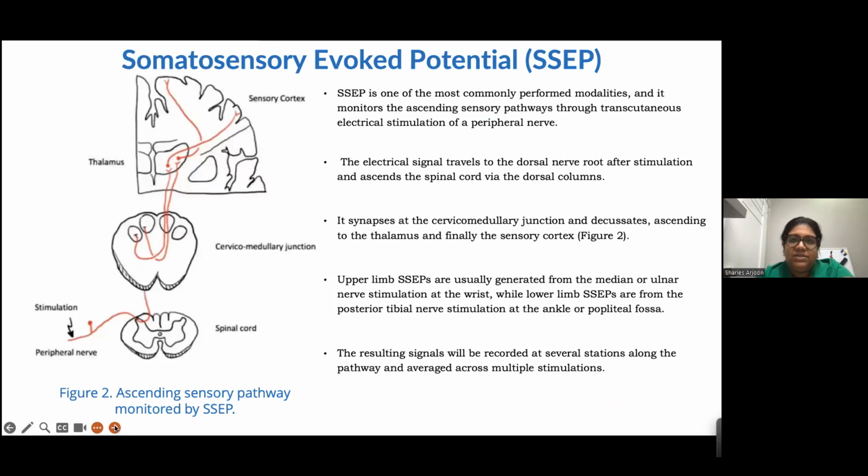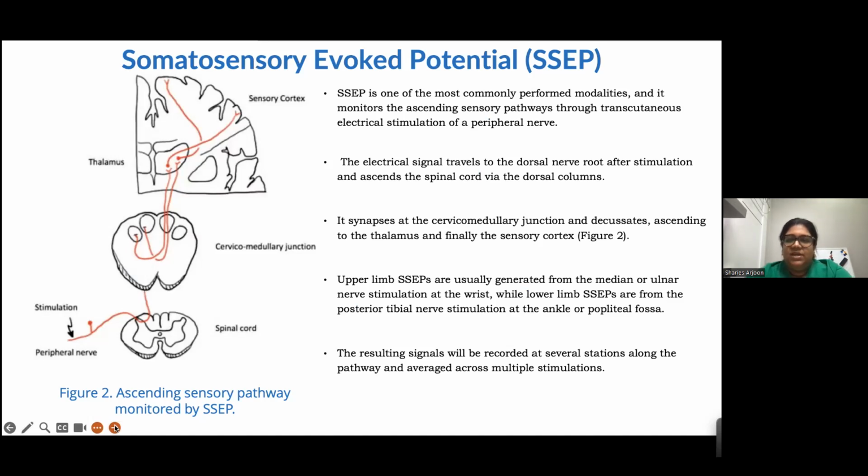Somatosensory evoked potentials, or SSEP, is one of the most commonly performed modalities, and it monitors the ascending sensory pathways through transcutaneous electrical stimulation of a peripheral nerve. The electric signal travels to the dorsal nerve roots after stimulation, and it ascends the spinal cord via the dorsal columns. It synapses at the cervicomedullary junction, and it decussates, ascending to the thalamus and finally the sensory cortex, as we could see in Figure 2.